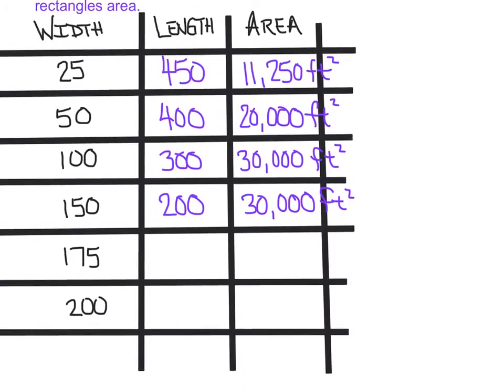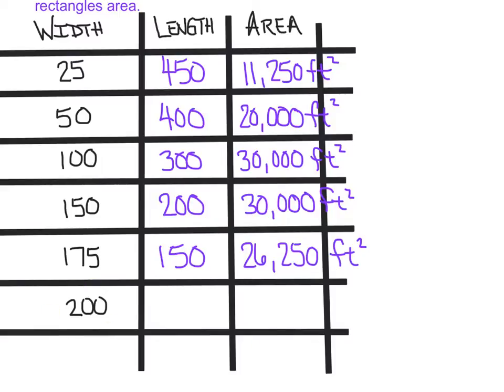Okay. All right, let's see. What if I set the width to 175? So I use up 175 here, use up another 175 here for a grand total of 350. That leaves me with 150 still left over. And if I multiply those two together, I'll get 26,250 square feet. So now I'm starting to drop again. Now I'm starting to decrease.